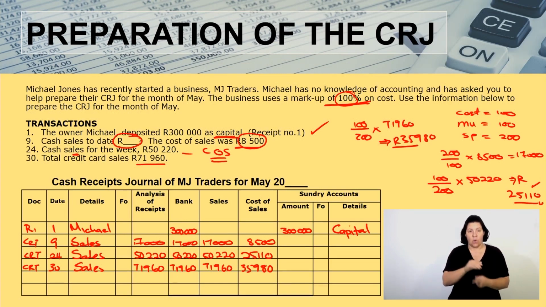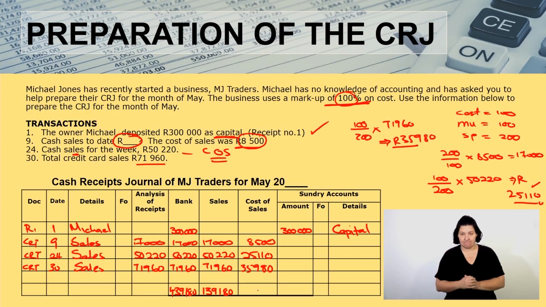If you add up your bank column, it should give you 439,180. Your sales column, 139,180. Then your cost of sales column, 69,590. And lastly, your sundry accounts, you have your 300,000. All right. Once you have this, you mustn't waste time.